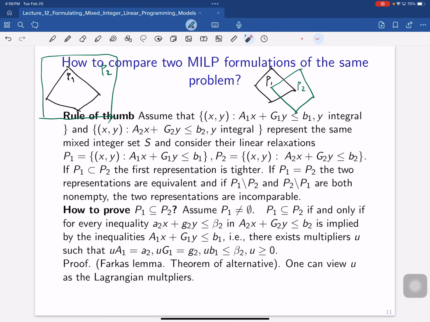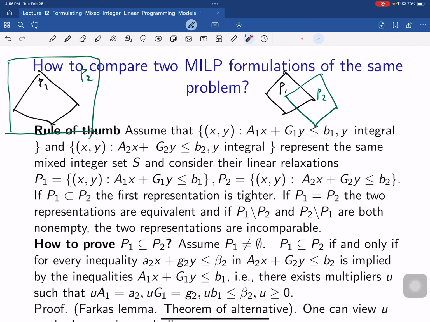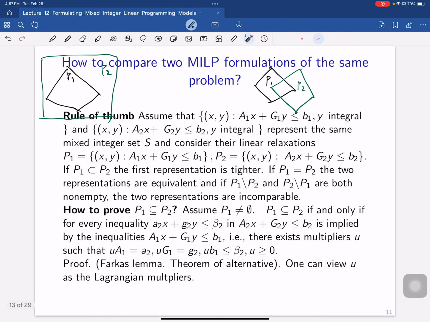Now, how do we rigorously prove P1 is contained in P2? This is something we have covered before in the linear programming lecture. When a polyhedral set is contained in another polyhedral set, how do we prove that? This is something you can do using Farkas lemma or the theorem of alternative, which we covered in the linear programming lecture. So let's try to refresh our memory.